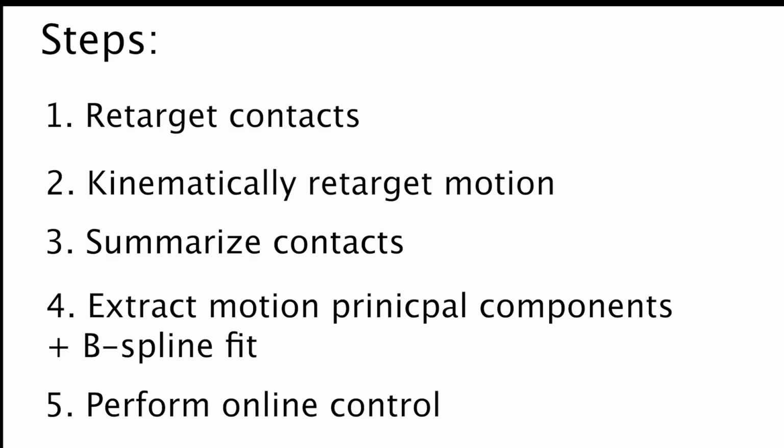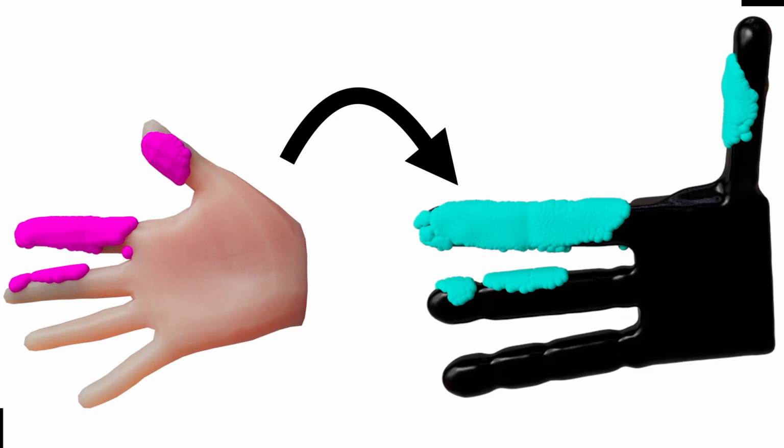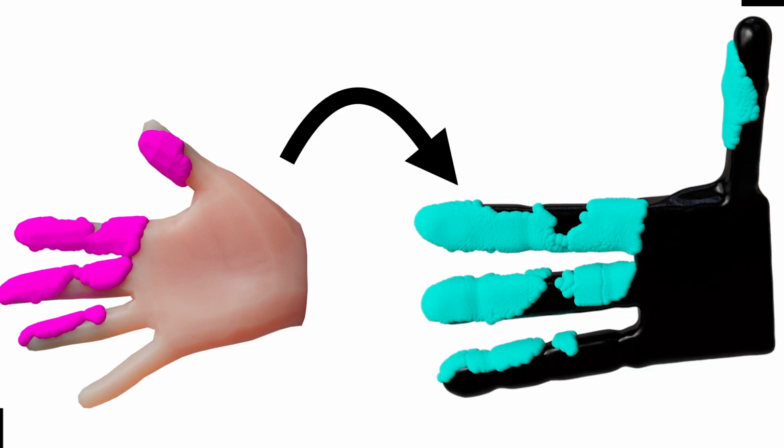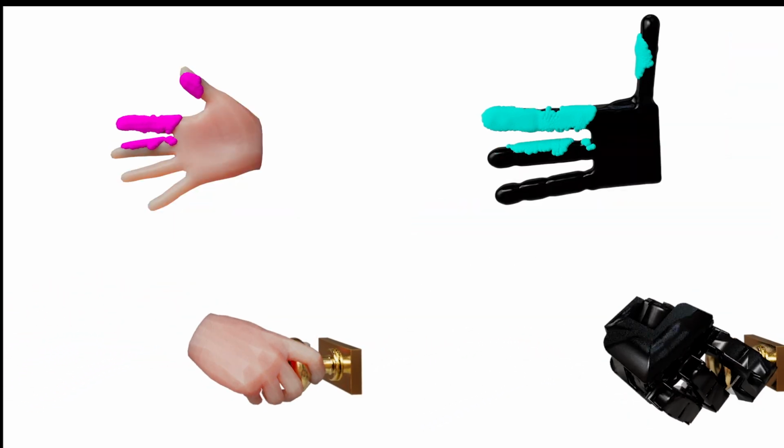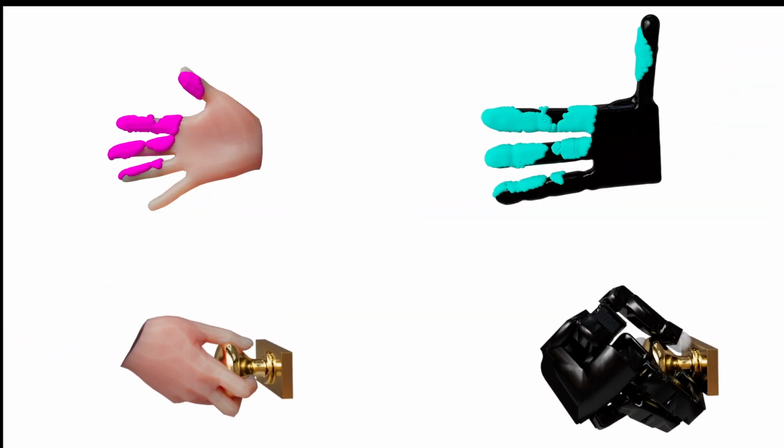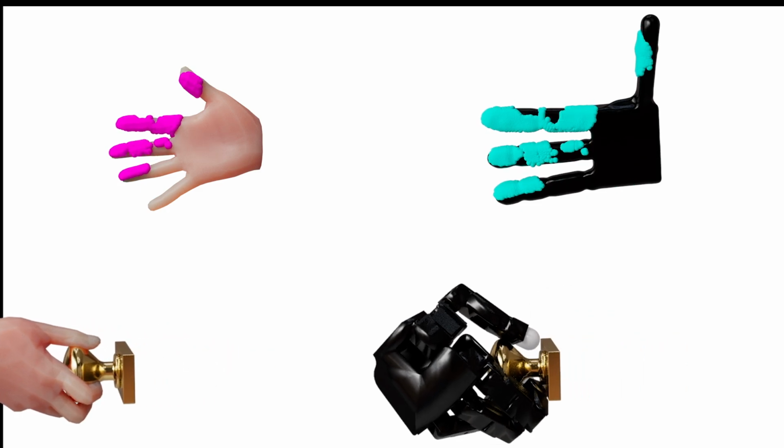To do so, we use a multi-step process. First, we retarget time-indexed contact areas from the demonstration. Next, we use the retargeted contacts to produce a high-quality kinematic trajectory for the target hand.